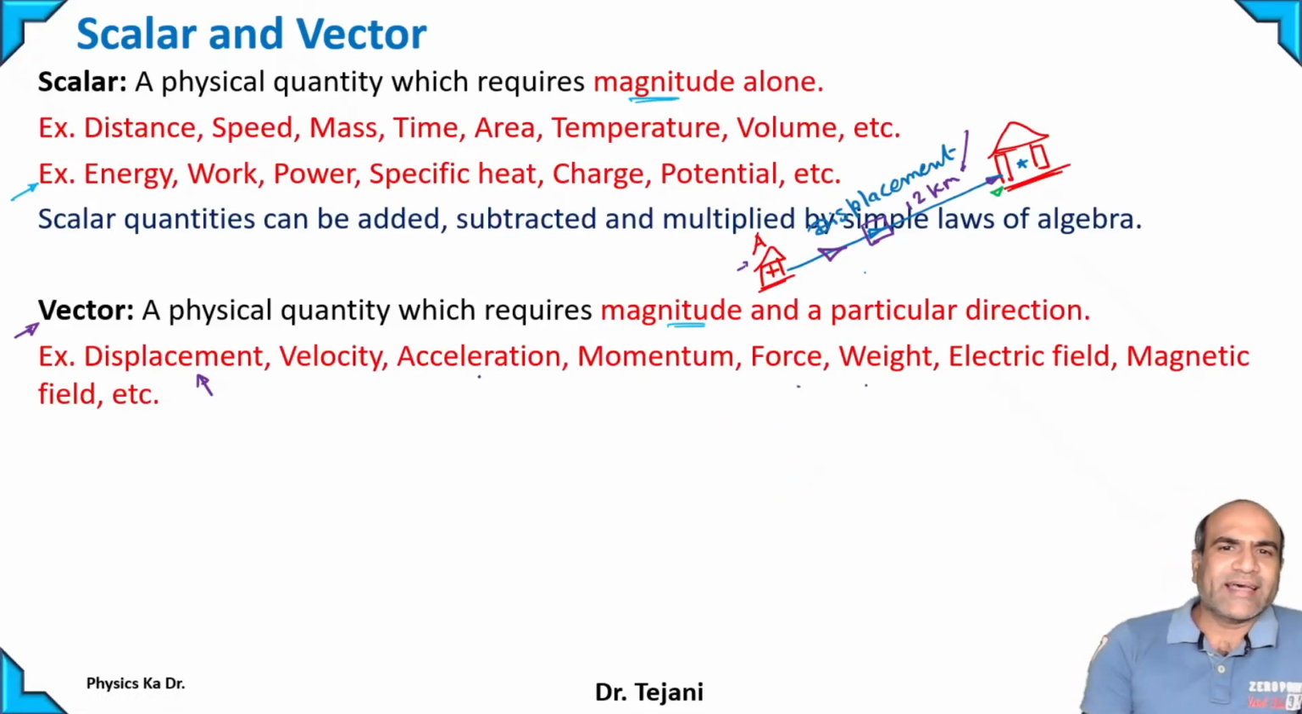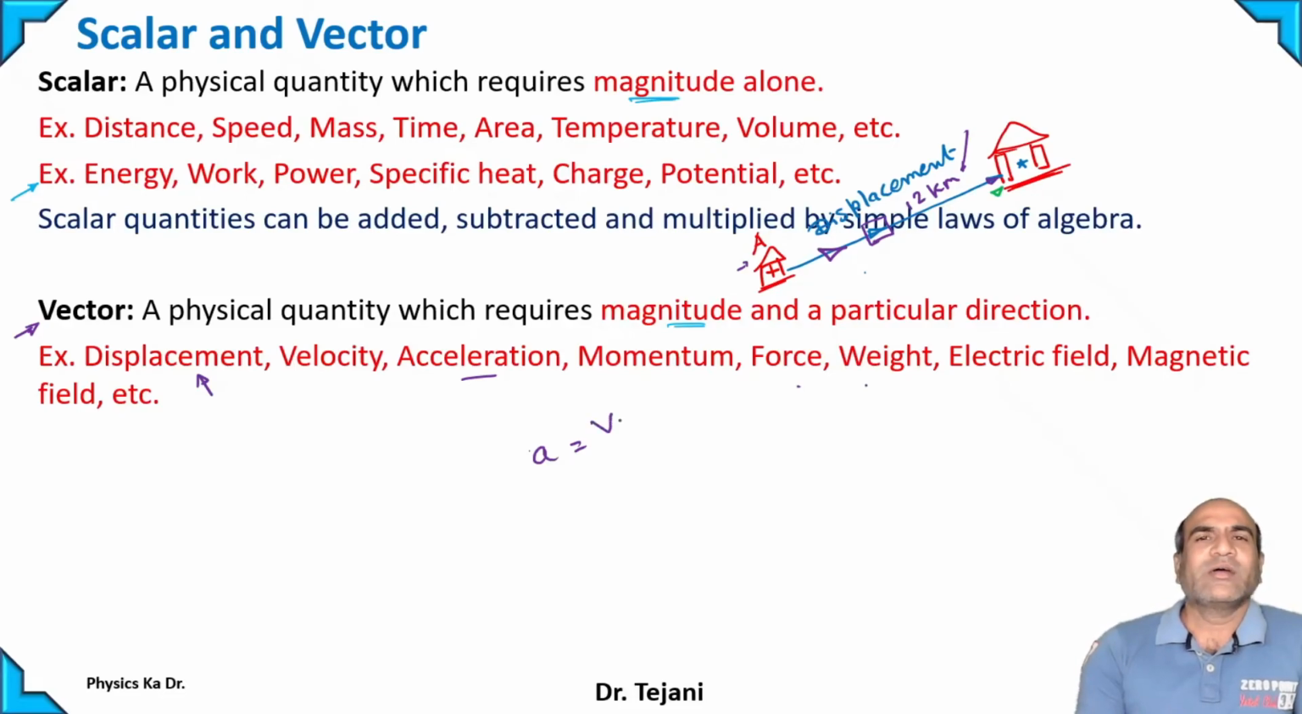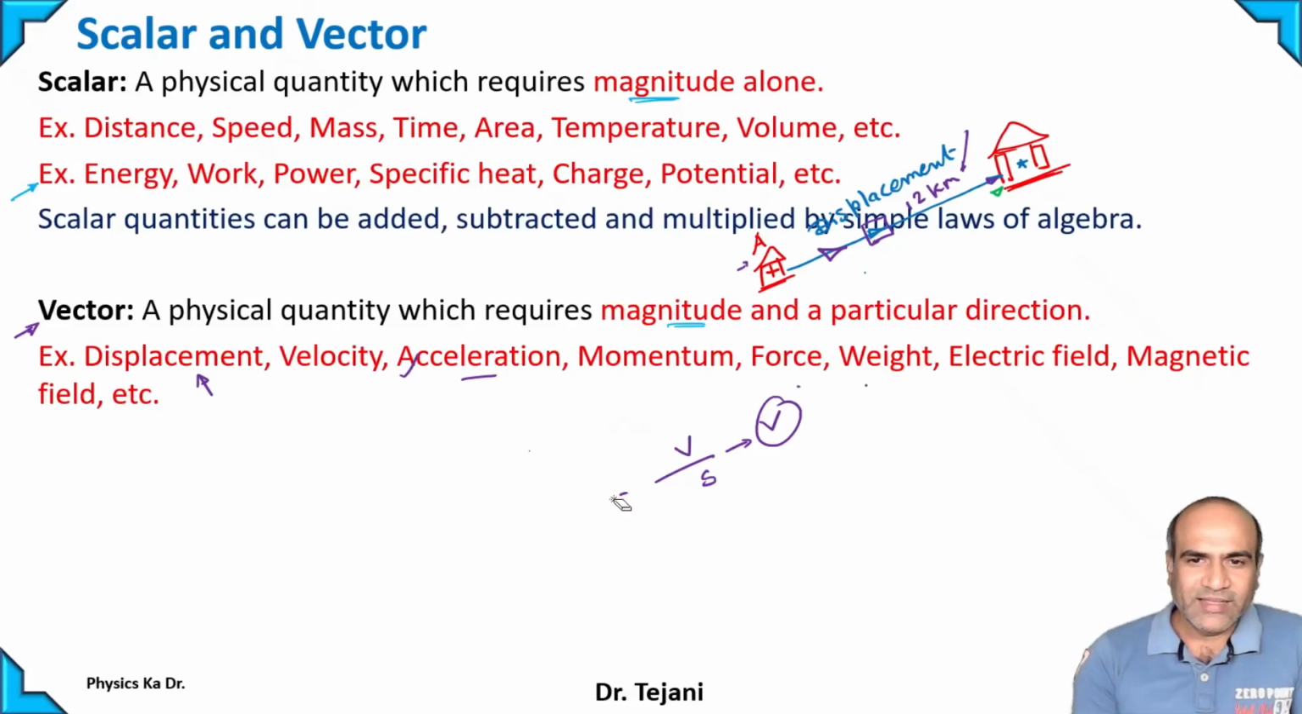Then next is acceleration. What is acceleration? We know that acceleration is equal to velocity divided by time. So what is velocity? Velocity we already saw. It's a vector quantity. Time is a scalar quantity. So acceleration becomes a vector quantity. Remember that.